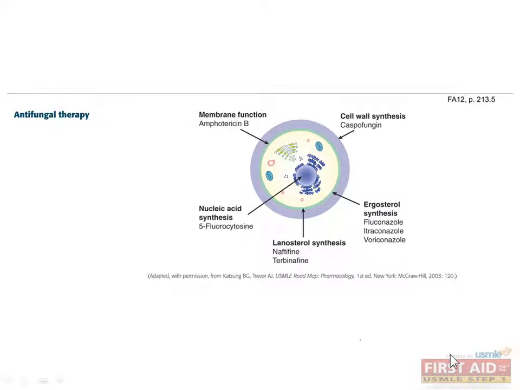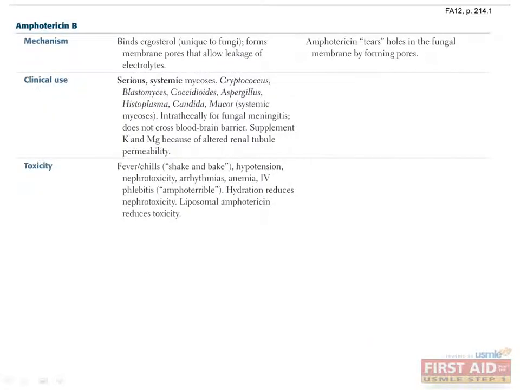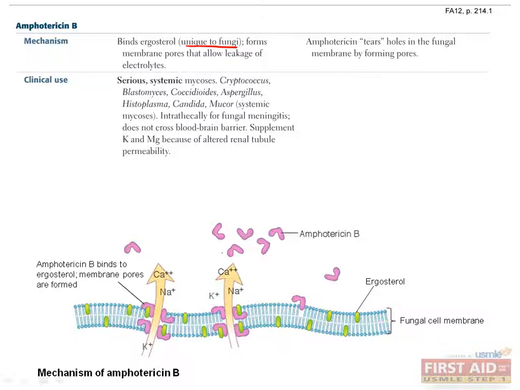Antifungal therapy targets various components of the fungal cell. Important targets in antifungal therapy include the cell membrane, cell wall, DNA synthesis, and cholesterol synthesis. Ergosterol, a cholesterol unique to fungi, is the target of amphotericin B. This antifungal binds ergosterol and incites the formation of pores that allow leakage of electrolytes.